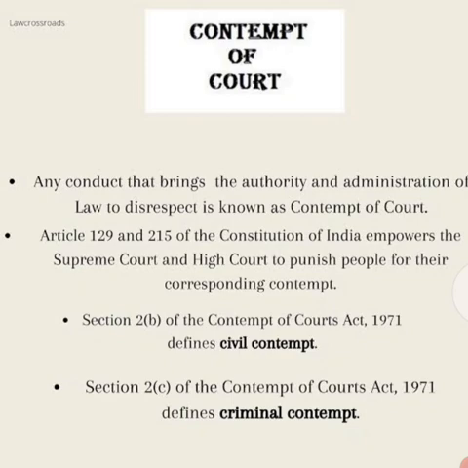Now we are going to discuss what defenses are available in criminal contempt. As we have already discussed, criminal contempt has been defined in Section 2(c) of the Contempt of Courts Act 1971, which means any publication which tends to scandalize the authority of the court, or which interferes with due judicial proceedings, or which obstructs the administration of justice, would be considered criminal contempt.